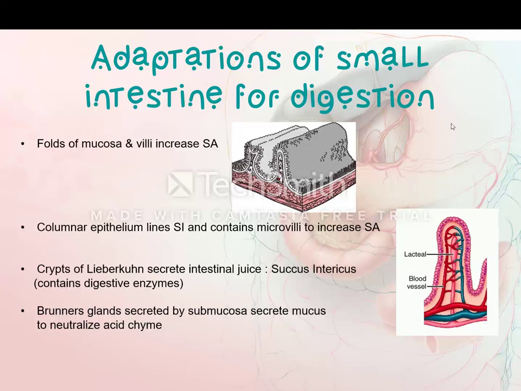Now I'm going to give you a little hint here. One, know how to label a villus. Remember to add the little hair-like projections called microvilli. That's one. That's NB, NB, NB. Two, learn at least three adaptations for digestion and three adaptations for absorption.